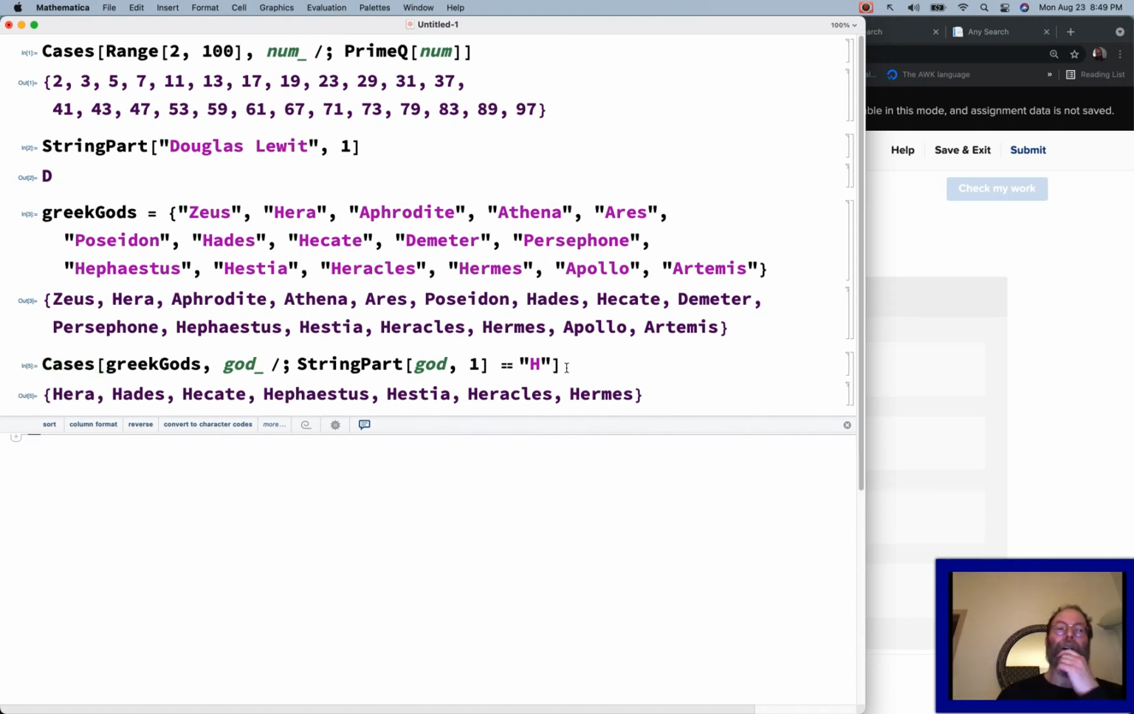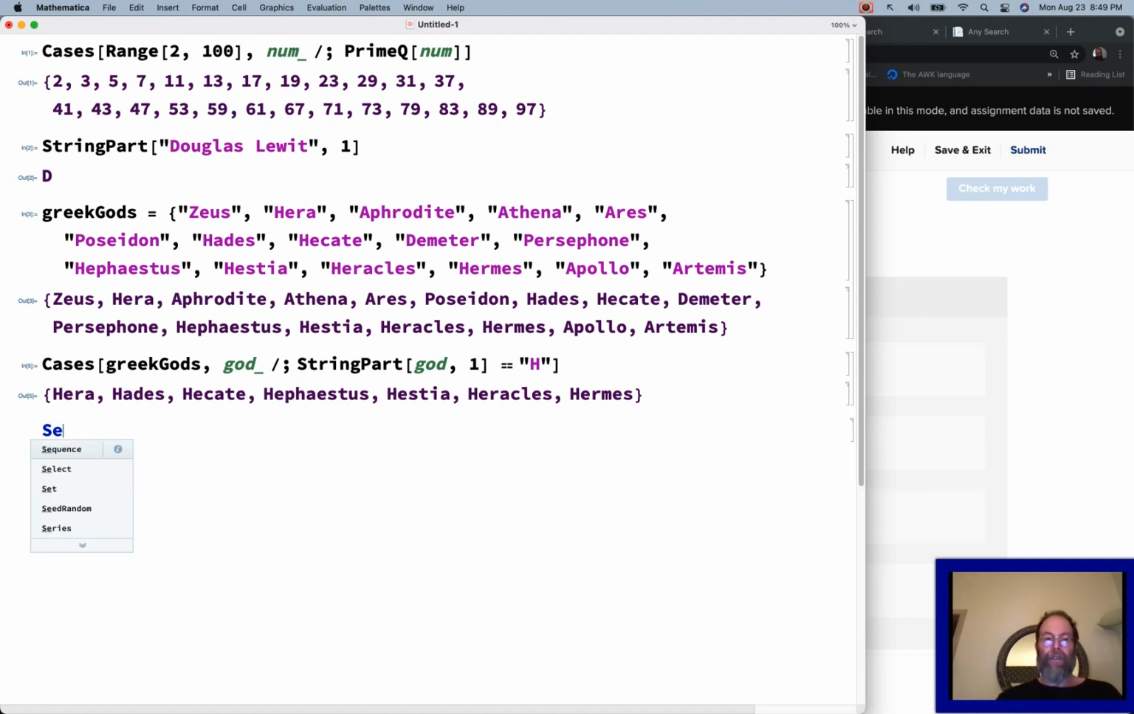Okay, so I'm getting back only the names of the gods whose first letter, that's really bad English. I am getting back the list of gods whose names begin with the letter H. Everything else has been filtered out, okay? I believe I can use select to do pretty much the same thing, but select has a different syntax.